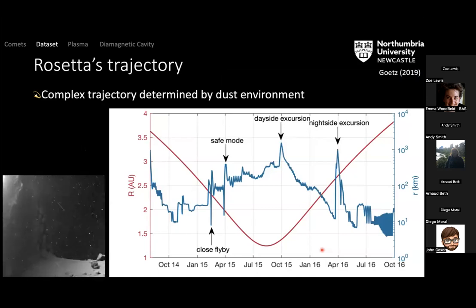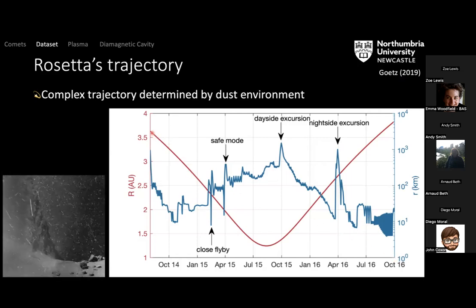So what did Rosetta do for 2 years? It basically hung out at the comet. This is the entire mission lifetime from August 2014 when it arrived at the comet. You can see it coming in here. The blue line is the radial distance of the spacecraft from the comet. And then we end here at the end of September 2016.